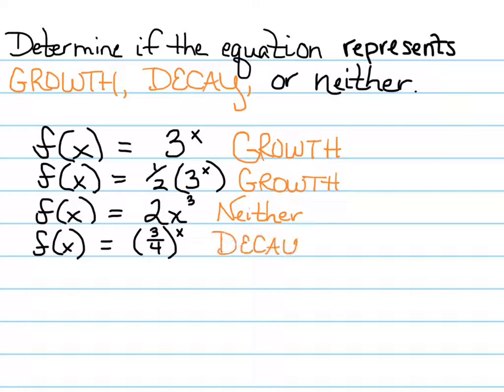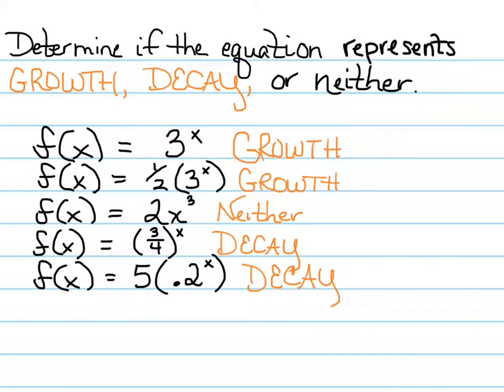Here is a graph of decay because the base 3/4 occupies territory between 0 and 1. And this one also is a graph of decay for the same reasons. We're going to totally disregard the 5. Again, the value of 5 is the value of a, and what determines growth or decay is the value of b, which in this case is 0.2. Alright, so we have a -4 wrapped up in parentheses. Keep in mind that by definition, the base has to be a positive number. So this is going to be neither.